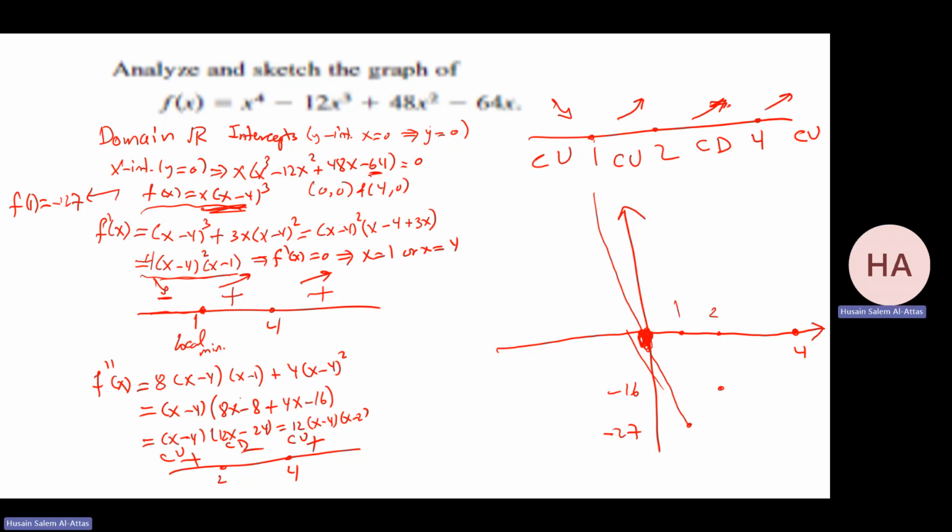Then after that, it will be concave up, but increasing, not decreasing. And with 2 and 4, it's increasing and concave down. So it will do something like this. Then it will be concave up and do something like this. Okay. That's the sketch of the curve.